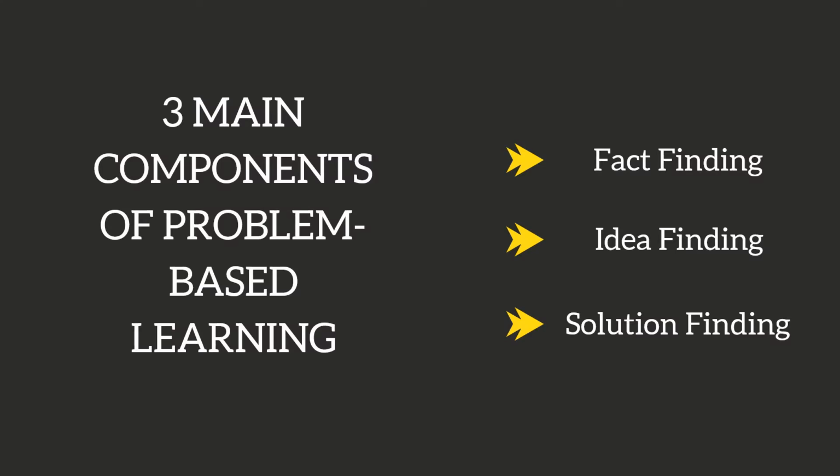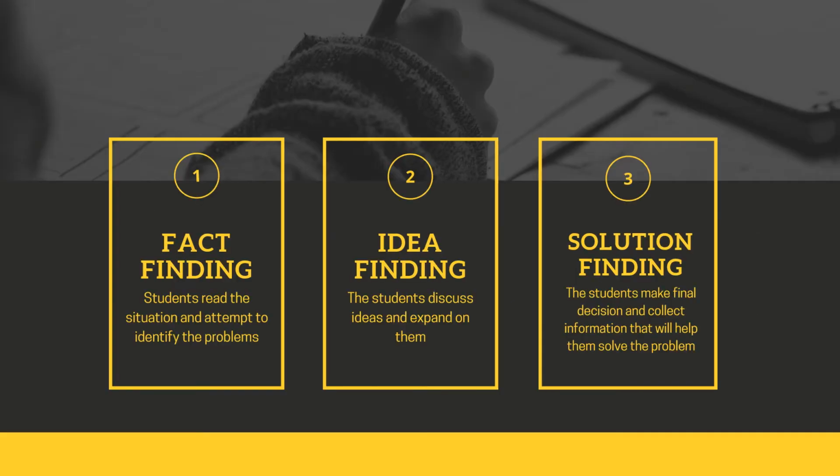The three main components of problem-based learning are fact-finding, idea-finding, and solution-finding. Fact-finding. The students read the situation and attempt to identify the problems. In fact-finding, the teachers present a situation that has different problems embedded within but not explicitly stated. After identifying the problems, the students will have a discussion and decide on one particular problem to solve.